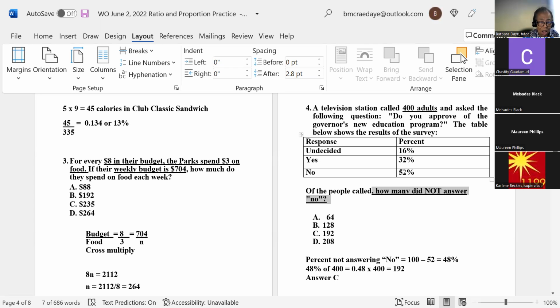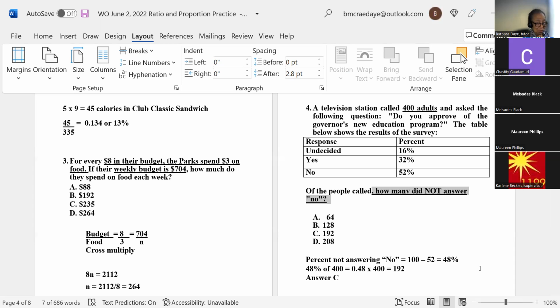52% answered no. 100 minus 52 is 48 who did not answer no. Take that percent of the total. You have 400 adults. 48% of the 400, like Mercedes said, is 192. So Mercedes, where did you go wrong? Because you just told me how to do it. Just like how I did this one, miss, I did undecided instead. I should have done no, 52. I went to the wrong number, the wrong percent.